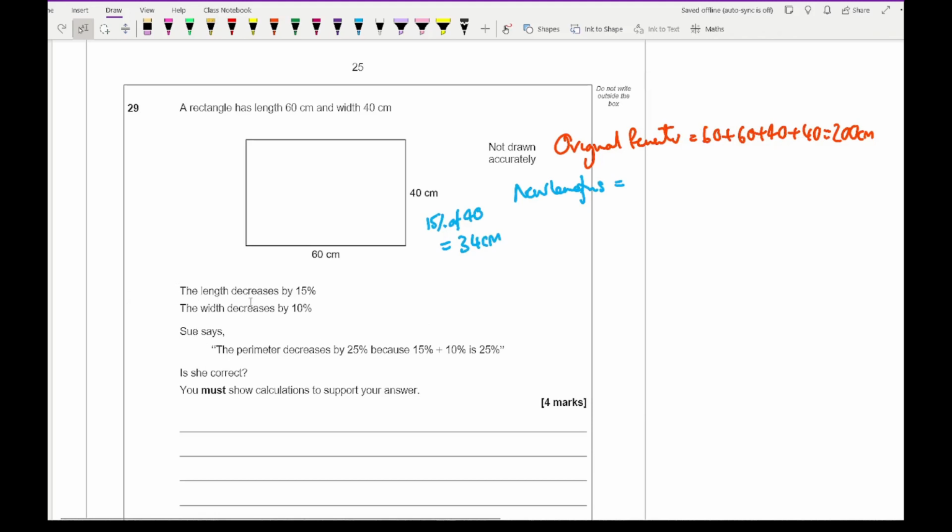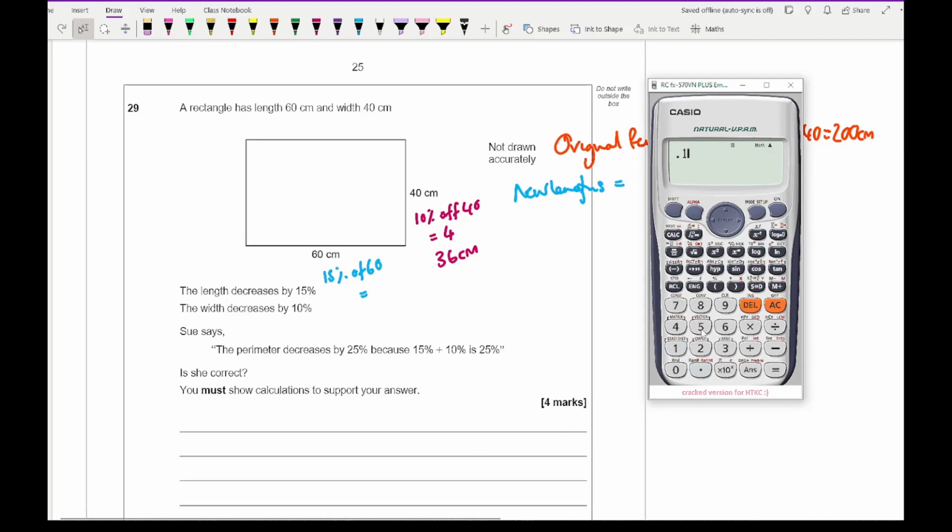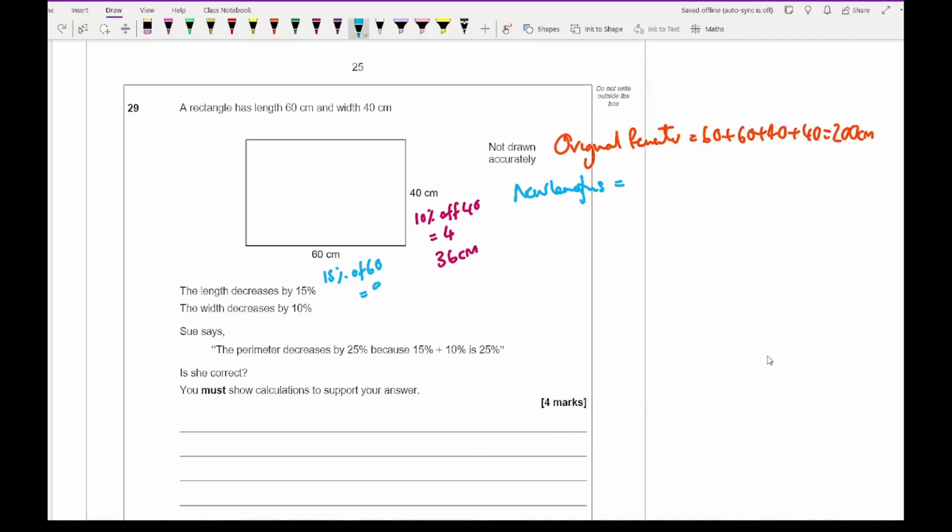And 60 and 15%. Actually, I've done that wrong. That should be 10%. So 10% off 40 equals 4. So the new width is going to be 36 centimeters. 15% of 60 is 0.15 times 60 equals 9. So that's going to be 9. So the new length is going to be 51 centimeters.